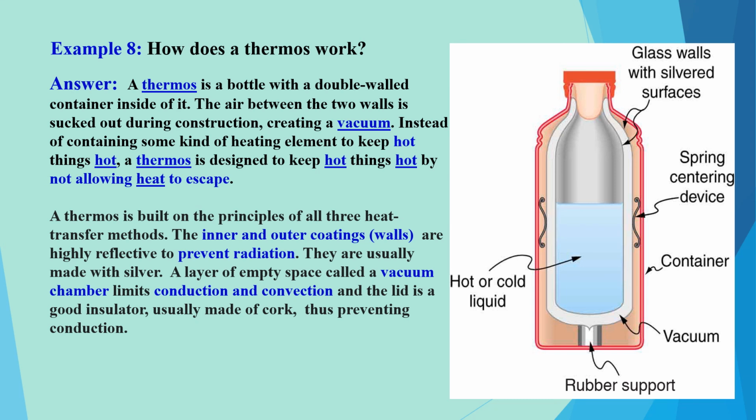A thermos is built on the principles of all three heat transfer methods. The inner and outer coatings or walls are highly reflective to prevent radiation. They are usually made with silver. A layer of empty space called a vacuum chamber limits conduction and convection, and the lid is a good insulator, usually made of cork, thus preventing conduction.